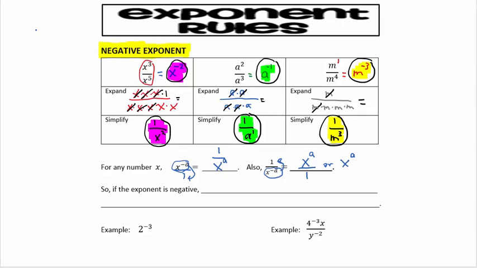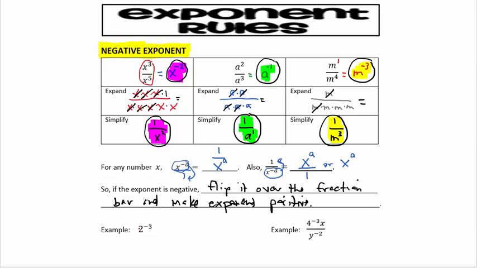Okay? So if the exponent is negative, what do I do with it? I flip it over the fraction bar and make the exponent positive. Okay, and that's our rule. So let's look at these in application.